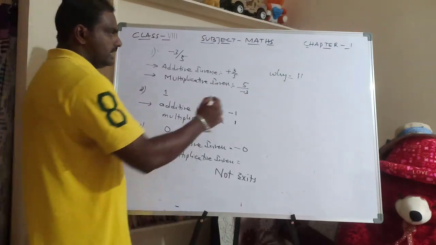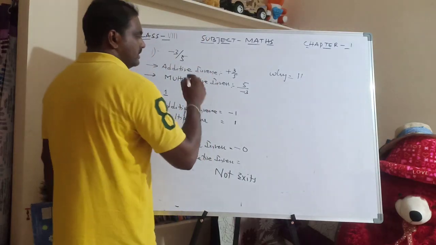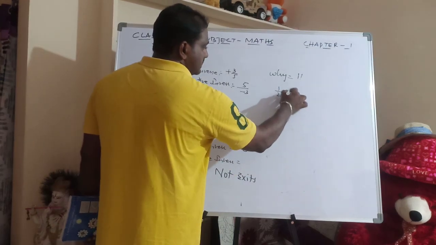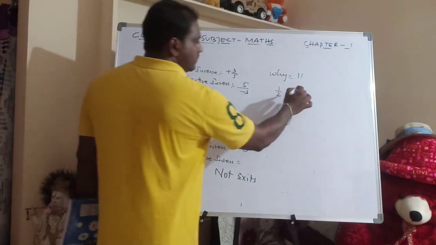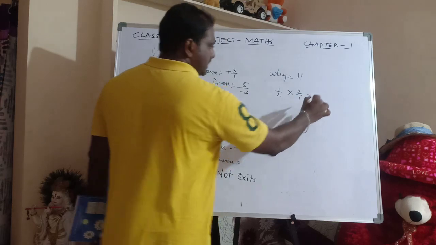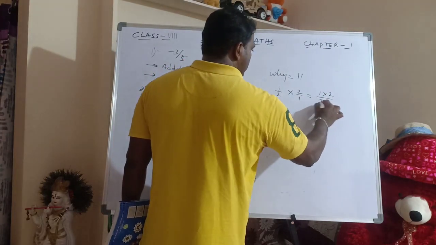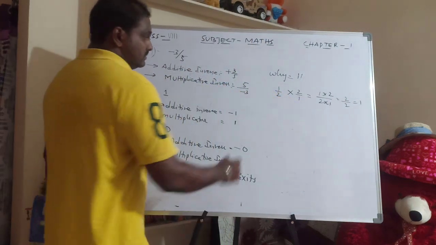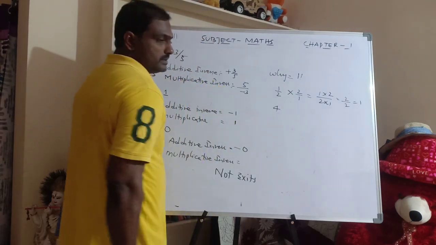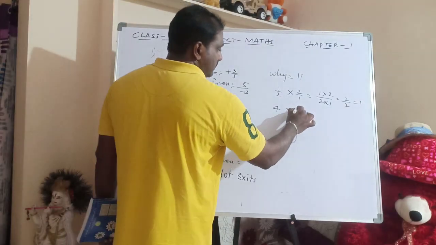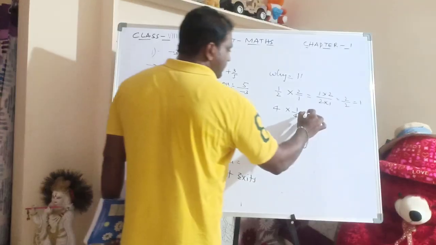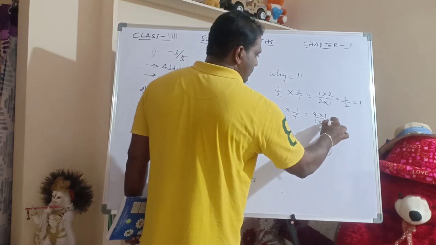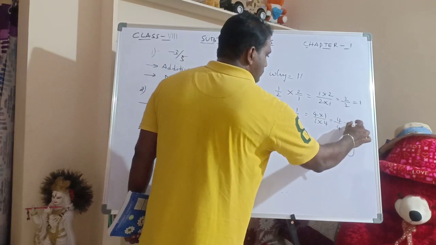Okay, I'll explain with two minimum examples. Suppose 1 by 2 is there. What is its multiplicative inverse? 2 by 1. So what will be the answer? 1 into 2 by 2 into 1. How much will I get? 2 by 2, I get 1. Next I'll take 4. What is its multiplicative inverse? 1 by 4. If I multiply 4 into 1 by 4, 4 by 4, I should get 1.